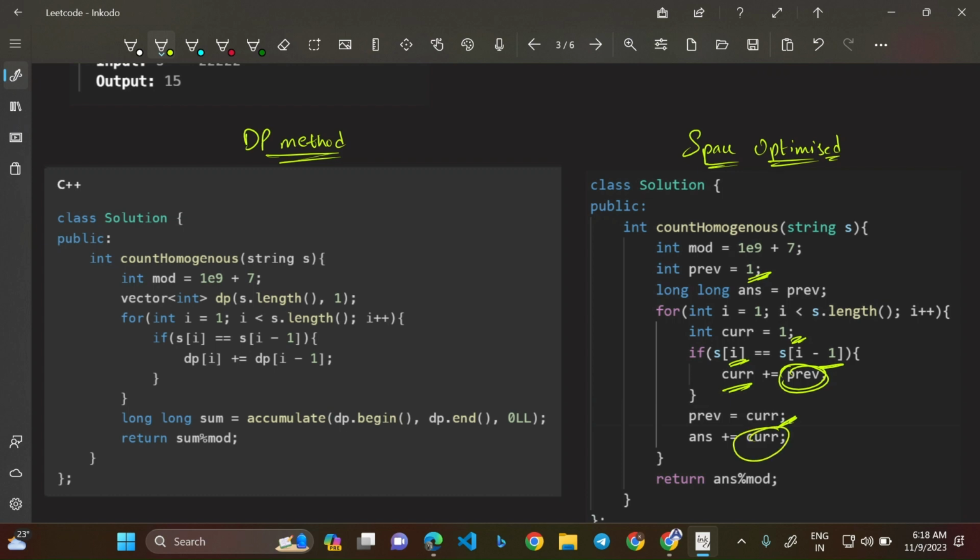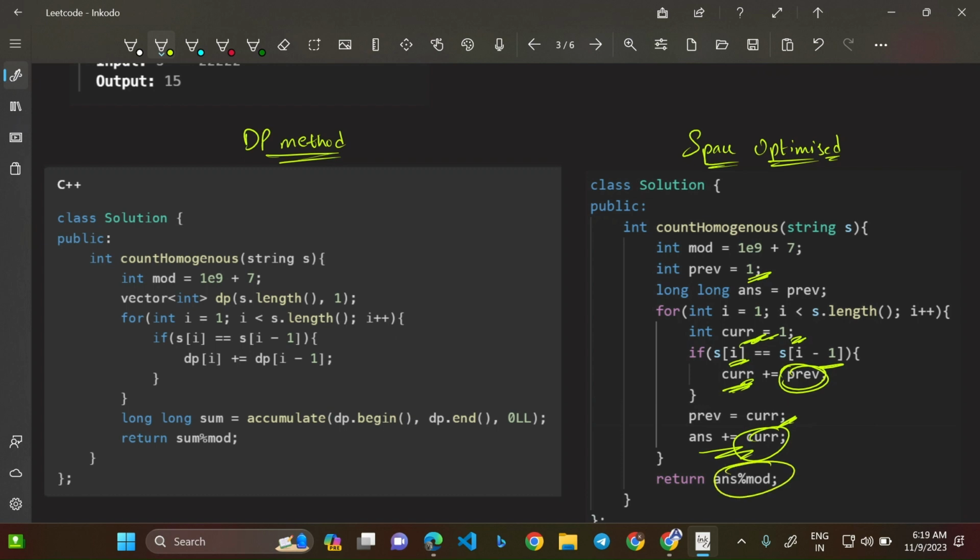So if s of I equal to s of I minus 1, then I'll be adding previous to the current. If it is not equal, then I'll be just adding 1, because int cur equals 1. We are initializing cur with 1 for every element, because every element individually constitutes a one length homogeneous substring. So for every element we are updating it if the previous element is the same as s of I. So s of I equal to s of I minus 1, then we update current by adding the previous value to it. If not, we are just adding answer plus equal to current.